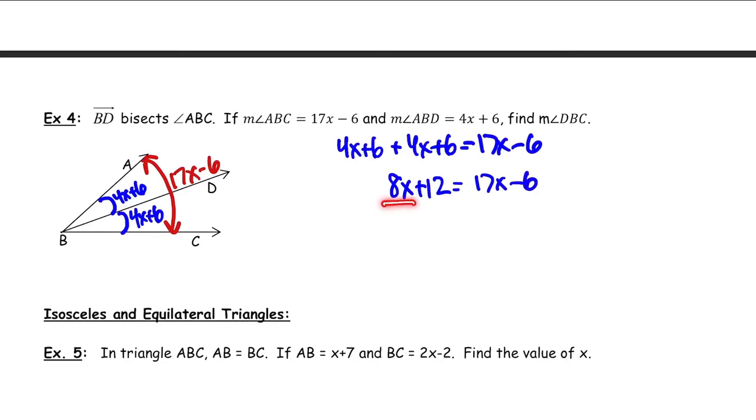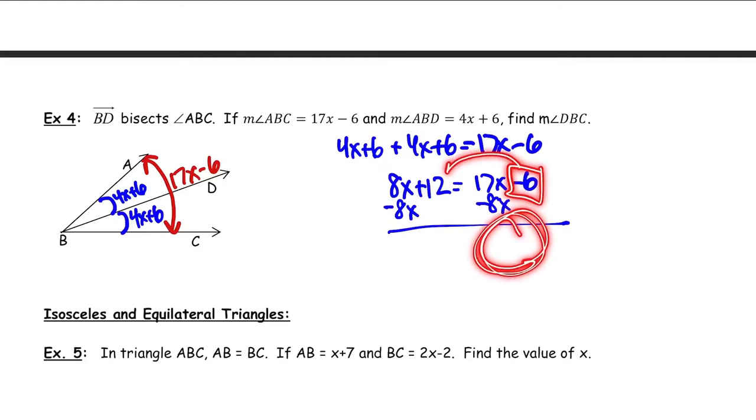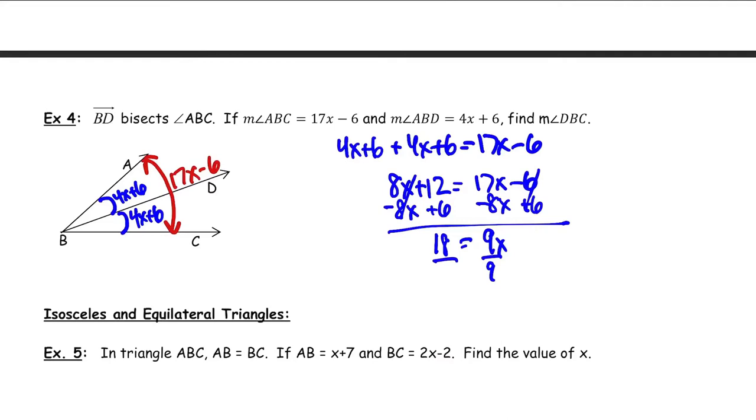Now, when the variables are on both sides, I need to undo the smaller one, so I'll subtract 8x from both sides. And I kind of talked about this in class. I like to do this in one step. You certainly don't have to. My x's are going to be over here. That means I need to get this number and move it to the other side. So I'm also going to add 6 in the same step. All right, my x's cancel. 12 plus 6 is 18. 17 minus 8 is 9, so that gives me 9x, and those cancel. Divide by 9. X equals 2.